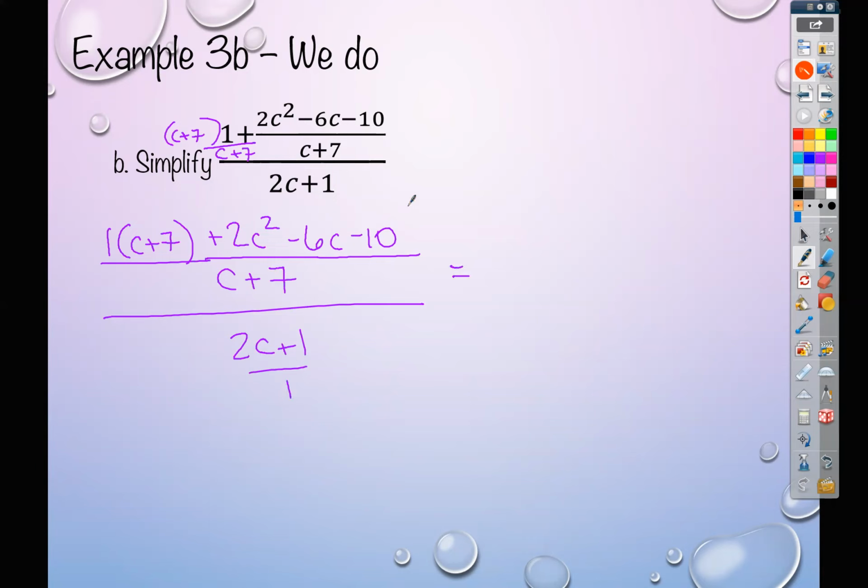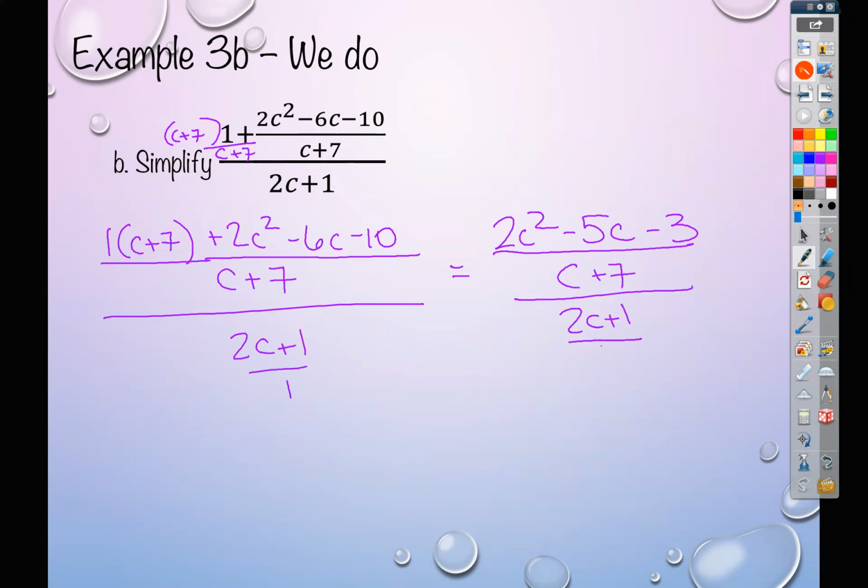Okay, so now I'm going to distribute and combine like terms. So I'd have 2c squared. This would be plus 1c minus 6c, so that would be minus 5c, plus 7 minus 10, so minus 3, over c plus 7. All I did in that step was combine like terms, over 2c plus 1 over 1.